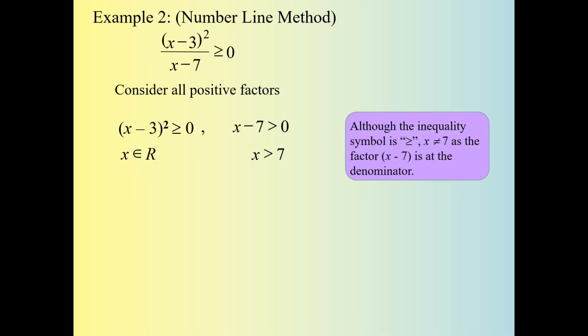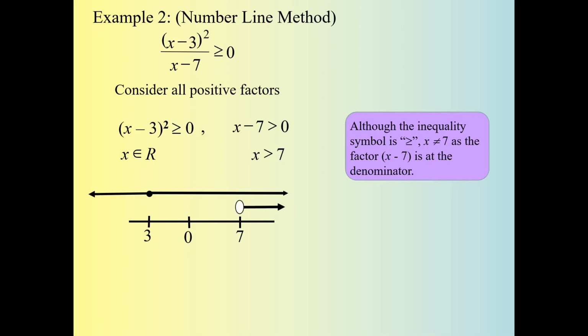Take note that although the inequality symbol is greater than or equal, x cannot be equal to 7 as the factor x - 7 is at the denominator. So when x equals 7, the rational expression is undefined. So the number line is drawn, 3 and 7. For x equal to any number, the line is solid. For x greater than 7 it is represented by a solid line and the tail is a dotted line.